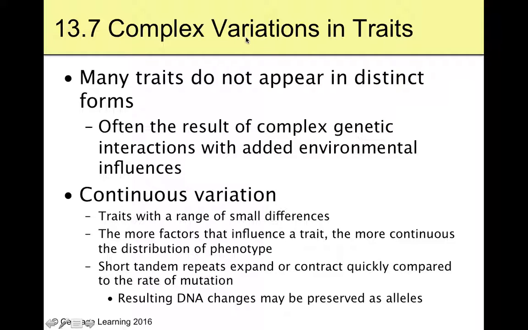Okay, complex variation in traits. Lots of our traits don't appear in distinct forms. That stuff we were talking about with Mendel, purple flowers, white flowers, they're purple or they're white. A lot of our traits don't work like that. Often our traits are the result of some complex genetic interactions and some complex environmental actions, and we put all those together to make us us, and it's super complicated.